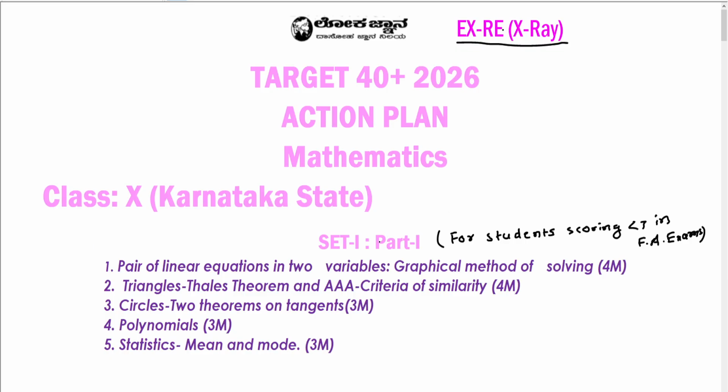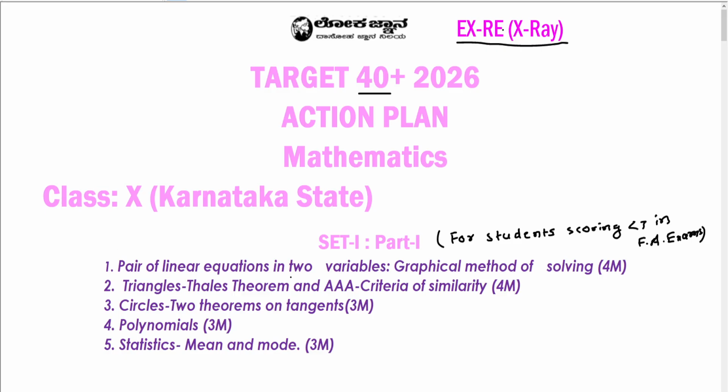And I divided this particular program into 2 parts. Set 1, part 1 for those students who are scoring less than 7 in FA exam, means poor students. For poor students, we are focusing first, they have to minimum get 40 plus marks. For that, the board has given very clear instructions of 16 topics, and all the topics I will go on covering one by one. And today in this particular session of some 30 minutes, I'll be covering 4 topics.